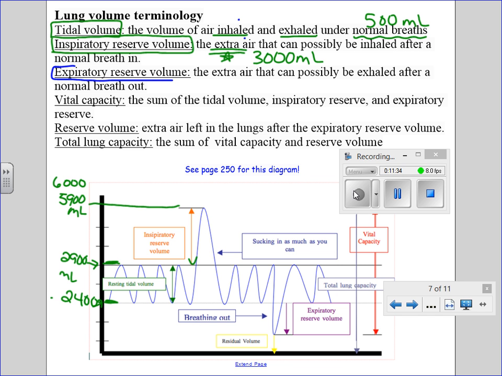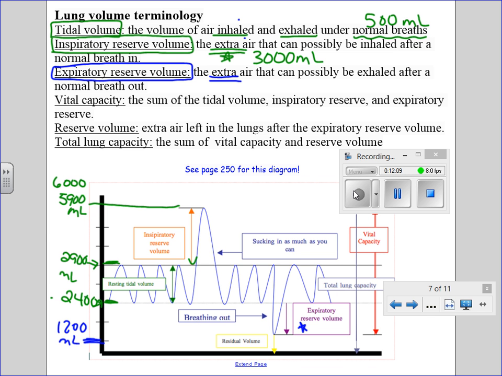Now, expiratory reserve volume is the same principle, extra air, so it's not including your tidal volume. It only starts, if we look, after your tidal volume has ended. Expiratory reserve volume is usually smaller than inspiratory reserve volume. If we look at the diagram, this line down here in your textbook is 1,200 milliliters, or very close to it.